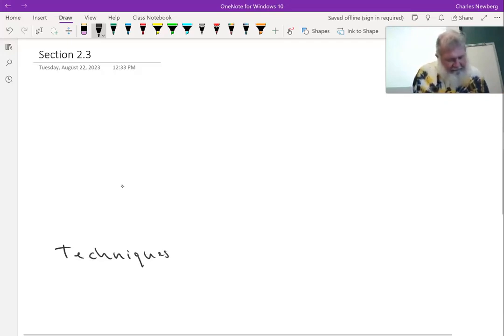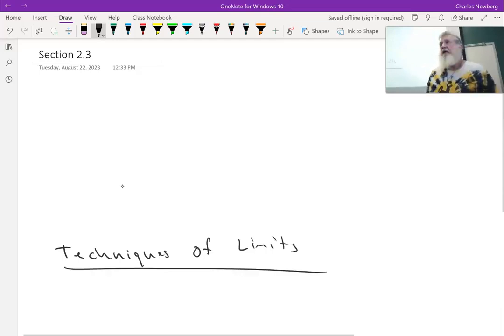Techniques of limits. Why we like to look at graphs early on to get an exposure to what limits are doing. We like to look at doing the numbers and making our conjectures like we did in 2.1 with the physics problems. Eventually, we like to move beyond that because we use the limits a lot and we need some faster techniques. And that's where we're starting here.